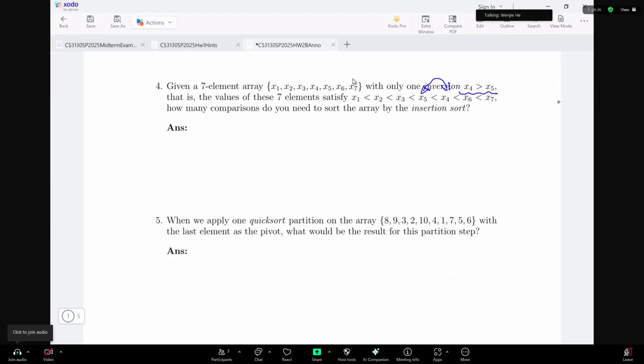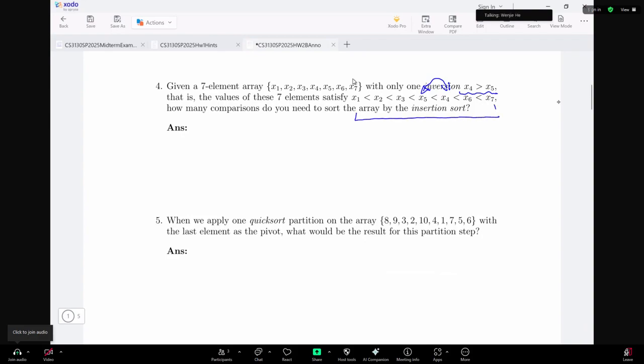So the question is, now we apply our current standard insertion sort. You know how to run the insertion sort, right? So you apply insertion sort step by step, element by element, and you count the number of comparisons. Can you do that?